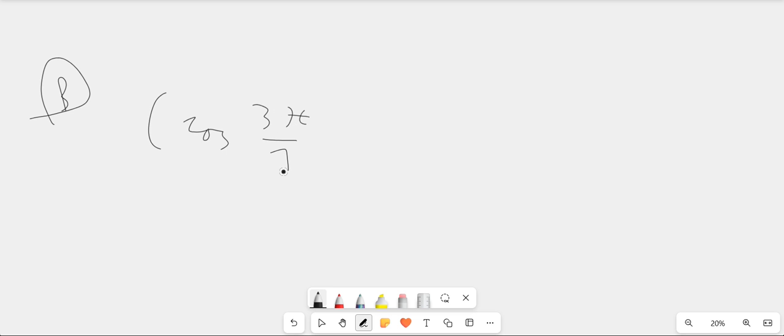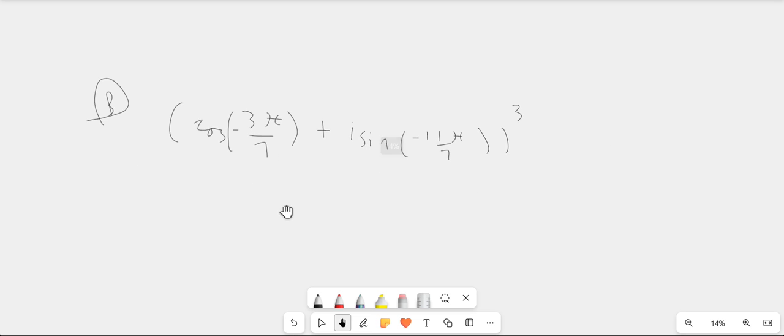Straight away, off the bat, it's negative in the middle. Let's just bring the negative inside straight off the bat. We don't need to even go through that. i sine minus 11 pi over 7. Calm. And then 3. Calm. And now the bottom will be the same thing.